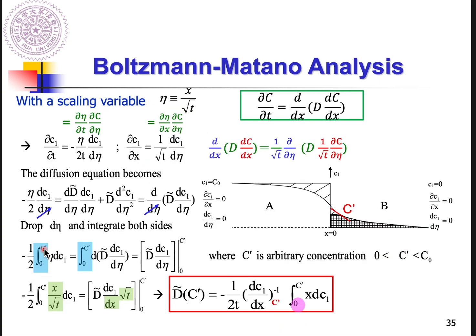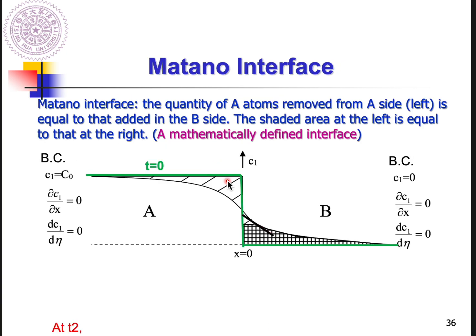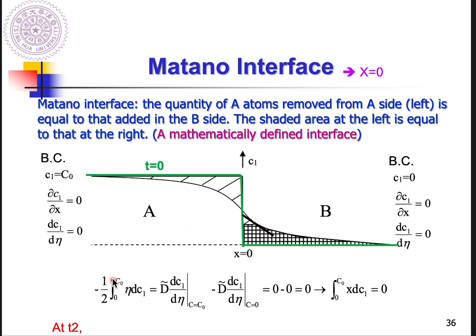We change the C prime to C0, so we just change the upper limit to C0. That means we integrate ∫ x dC, right? And we integrate from here to here. We integrate the whole diffusion couple along C, right? Integral from here to here.